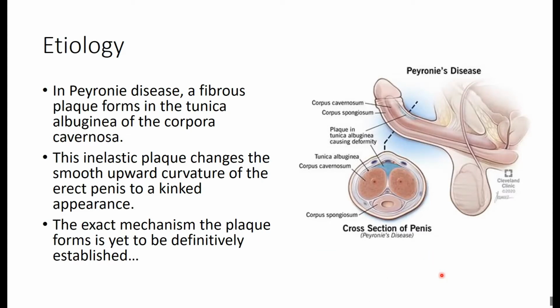Etiology of Peyronie's disease. In Peyronie's disease, a fibrous plaque forms in the tunica albuginea of the corpora cavernosa. This inelastic plaque changes the smooth upward curvature of the erect penis to a kinked appearance. The exact mechanism of plaque formation is yet to be definitely established. However, many theories have tried to explain the etiology of this disease.